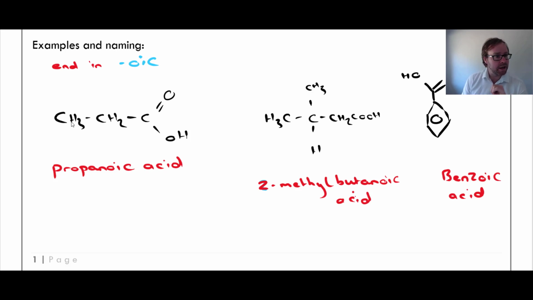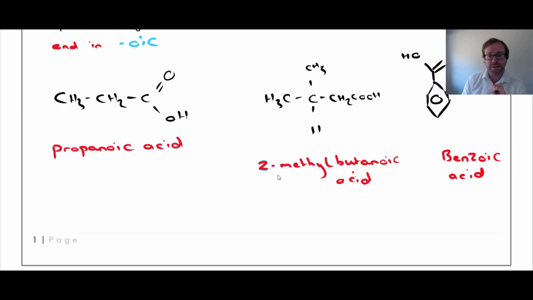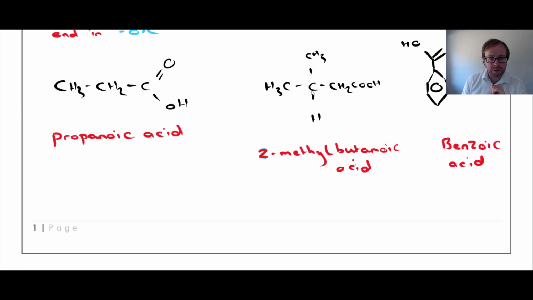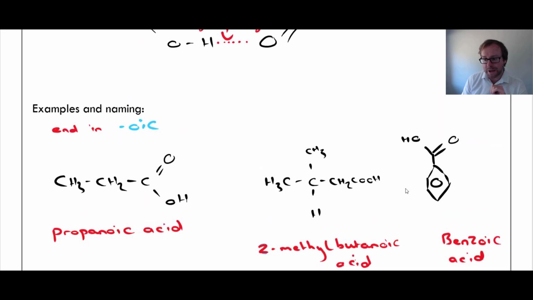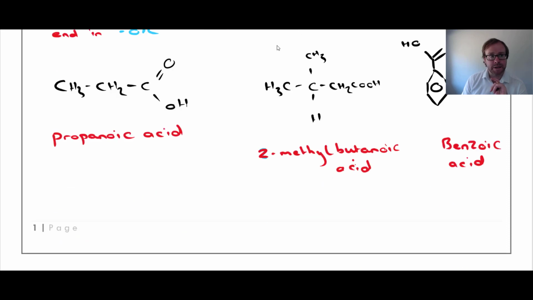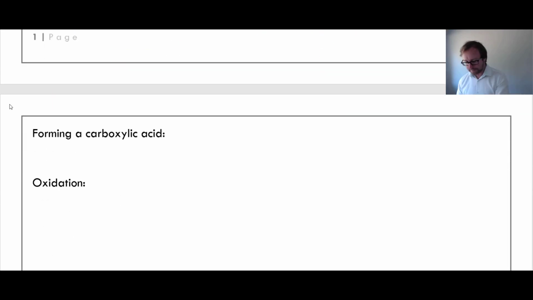So our first one, we have the longest carbon chain is 1, 2, 3, so propanoic acid. Here the longest carbon chain is 1, 2, 3, 4, so butanoic acid. However, I have a methyl group on the second carbon, so 2-methylbutanoic acid. And one you may not have seen before, a benzene ring with a carboxyl group coming off, and we call this benzoic acid. Okay, so moving on.